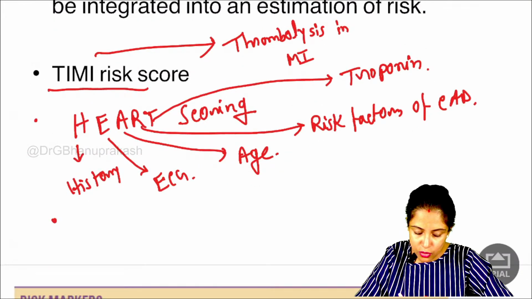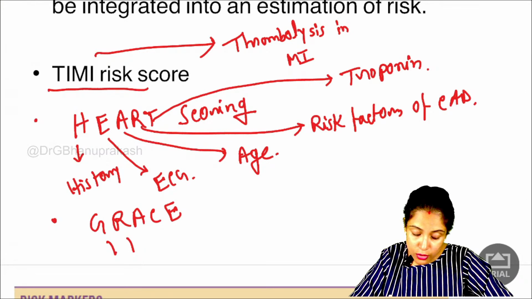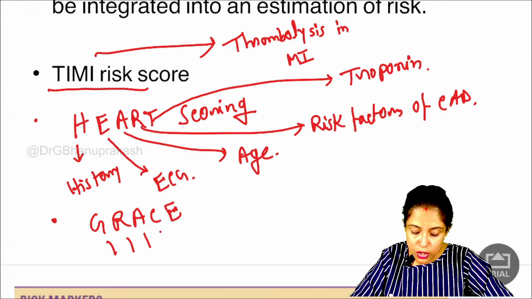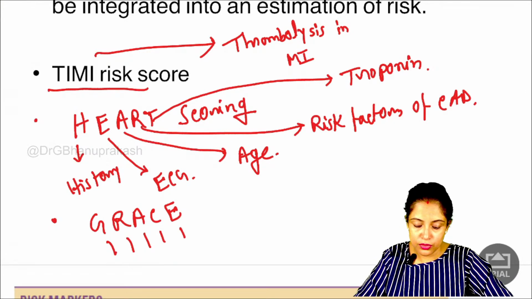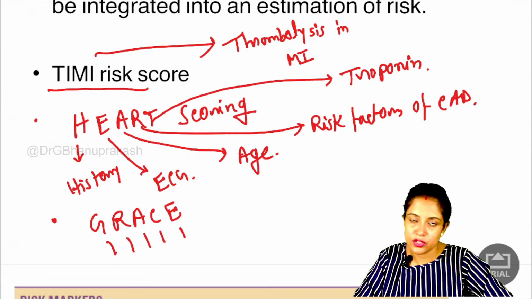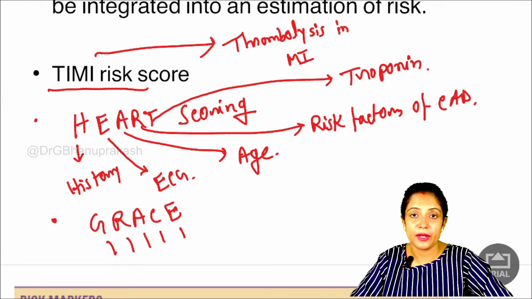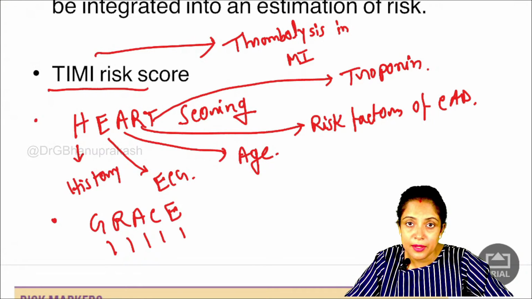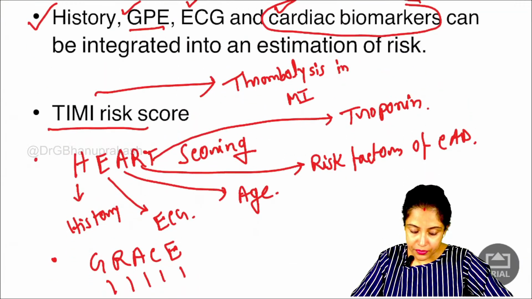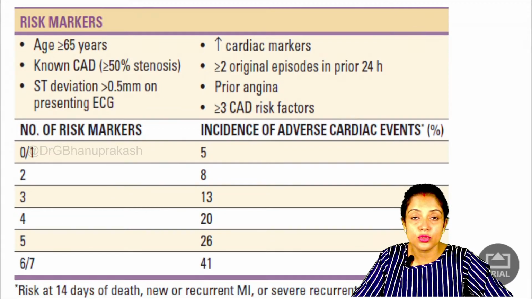One more risk scoring system is GRACE, the Global Registry of Acute Coronary Events. So you can remember: TIMI, HEART scoring, and GRACE scoring. These are used for the risk stratification of NSTEMI or unstable angina. Now coming to the TIMI score, how do you score a patient?